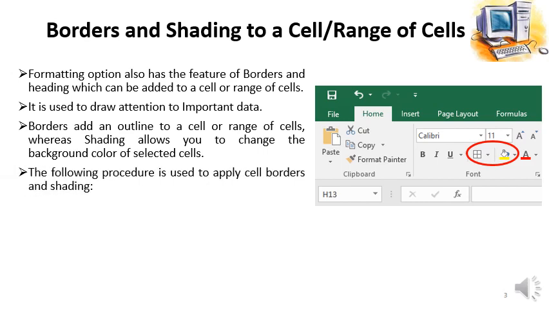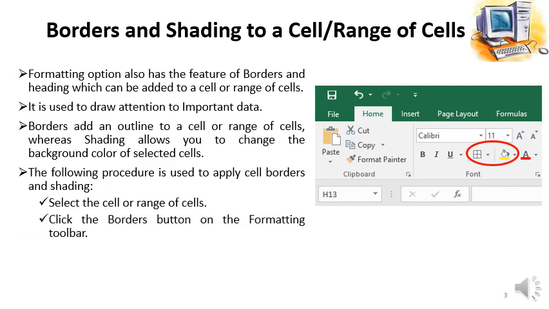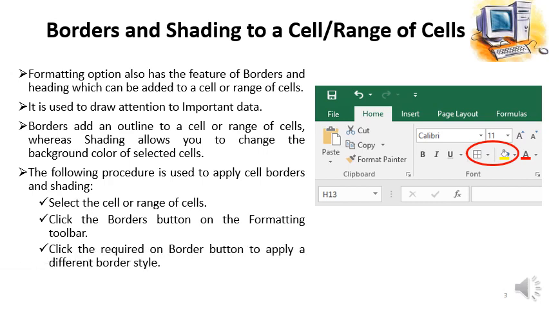The following procedure is used to apply cell borders and shading. First of all, select a cell or range of cells. Click the border button on the formatting toolbar. Then click the required border button to apply a different border style. And for shading, click the fill color button on the formatting toolbar. Here in this image we can see that the borders and fill color options are encircled in red.